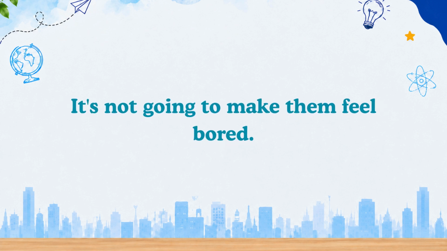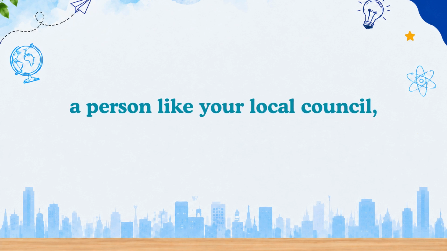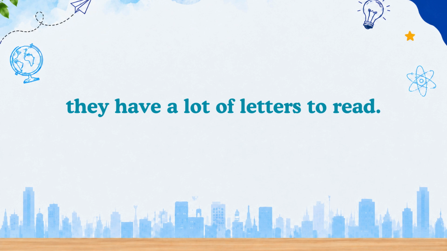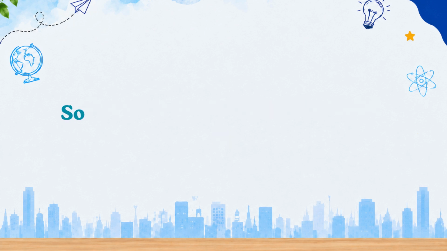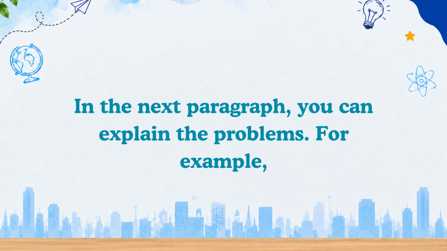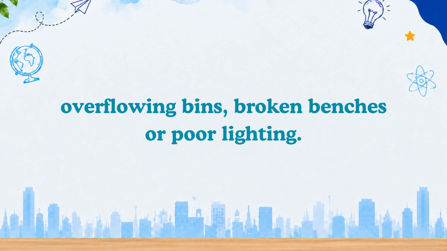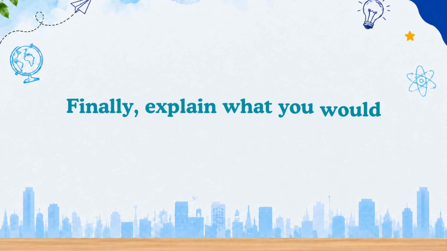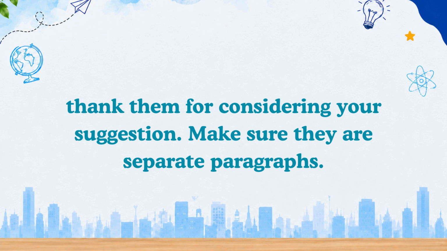It's not going to make them feel bored, because if you think about it, a person like your local council, they have a lot of letters to read. So they need to immediately know what you're talking about, otherwise they might just avoid it. So you're going to put your main purpose in the first line itself. In the next paragraph, you can explain the problems. For example, damaged play equipment, overflowing bins, broken benches, or poor lighting. Finally, explain what you would like the council to do and thank them for considering your suggestions. Make sure they are separate paragraphs.